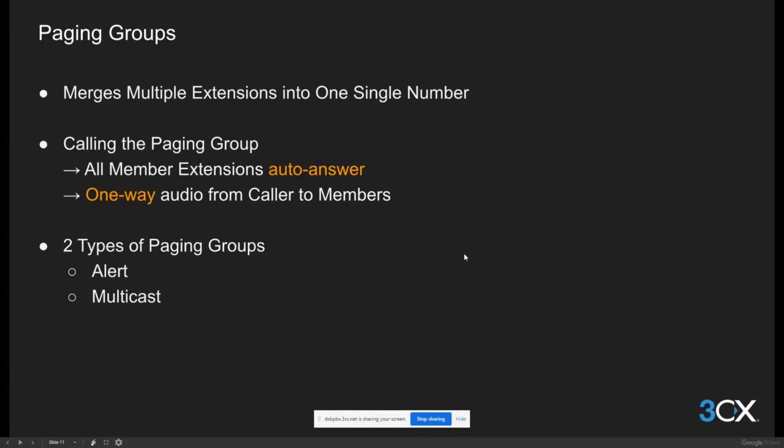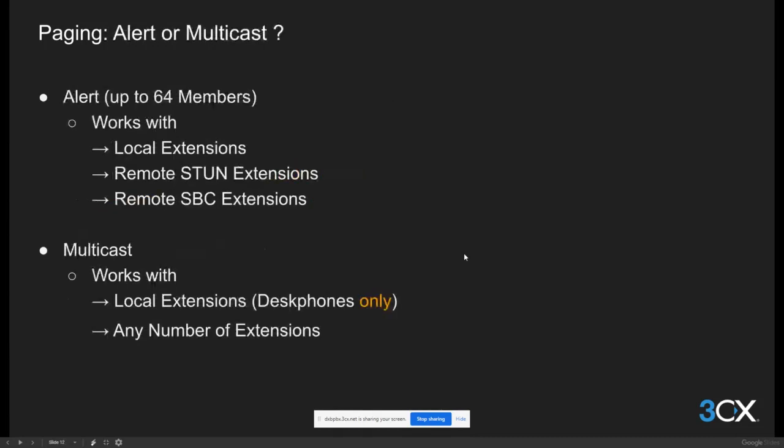So there are two types of paging groups: the alert or the multicast. First we will see what the alert is. Alert can have up to only 64 members, and it works with local extensions or remote STUN extensions. If we have remote STUN extensions, it will work there also, and with remote SBC extensions. If we have provisioned behind the SBC, it will work. So this is the alert paging group, and it works with local as well as remote SBC and STUN.